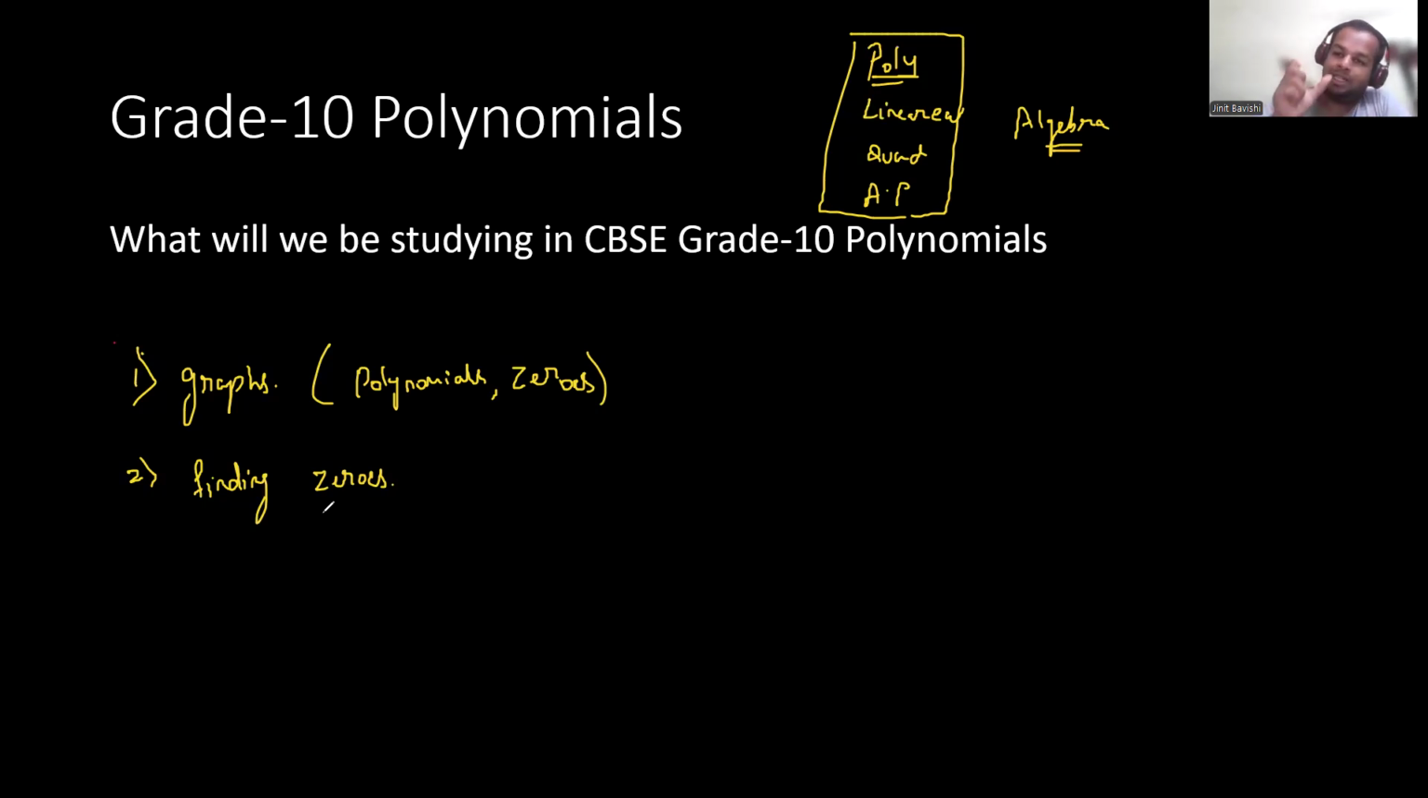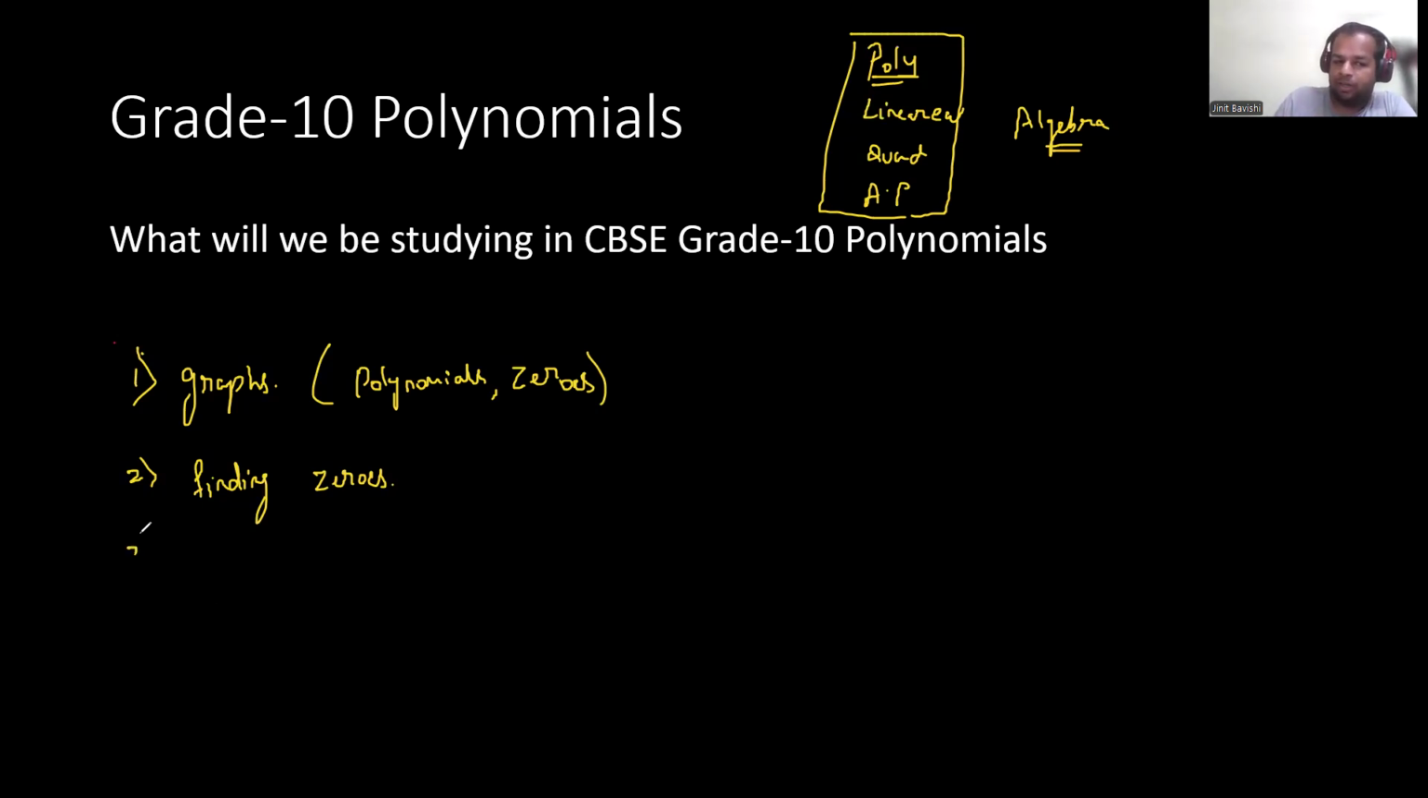In grade 10 you have the same topic continued, but with a little more complexity, more difficulty, and more confusing types of questions in front of you. Because you're coming from grade 9 to grade 10, as you grow, problems also grow, so you have to put in more effort now. That is the second part of this chapter: graphs first, then finding the zeros.